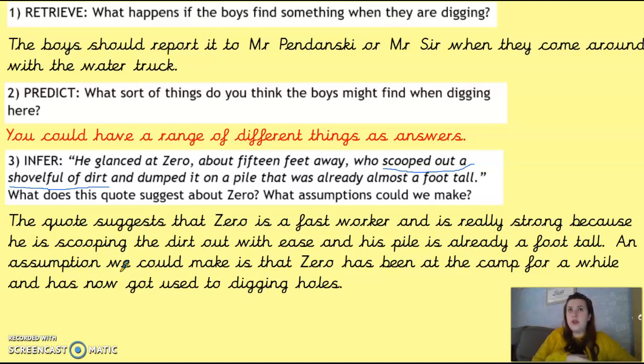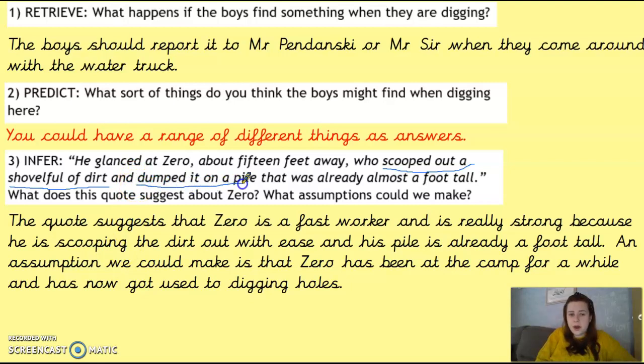So if you think about when you dig holes or you dig something, if the floor's really hard, or even think about scooping out ice cream, if it's really hard, when you put your spoon or your scoop in, you usually only get a little bit. It sort of breaks off, doesn't it? So to get a whole shovel full of dirt suggests that he's actually really good at it, doesn't it? Because he's got it straight away.